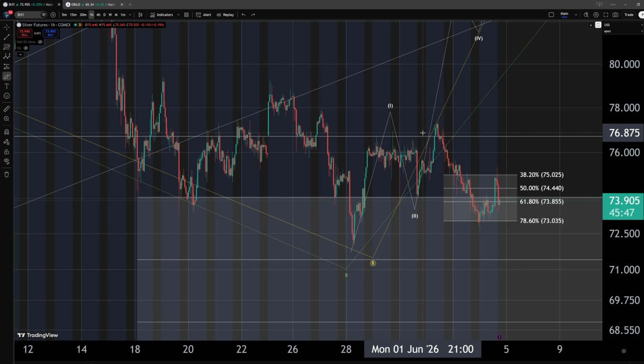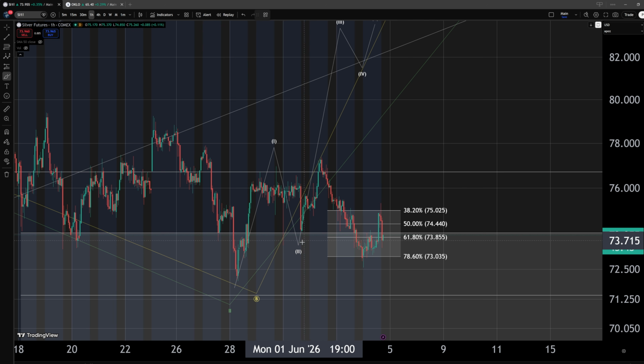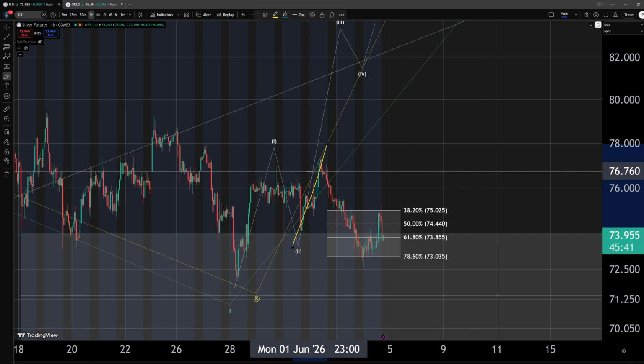And even though we have managed to form on the silver chart one additional high, I am not satisfied with this. I would not consider this to be a wave C because the structure simply doesn't allow for it. The wave C must be a 5-wave pattern.